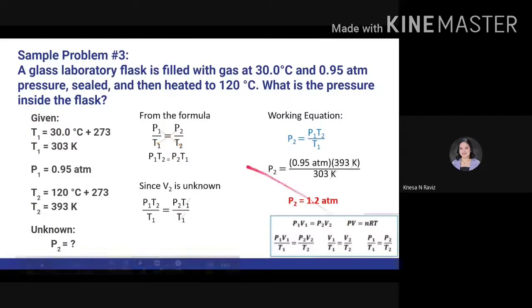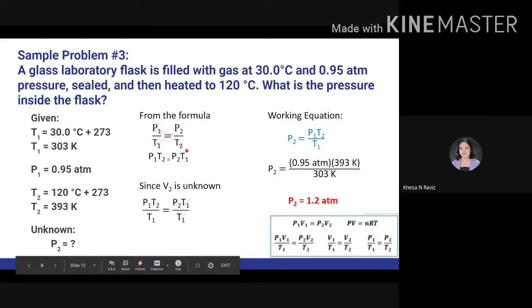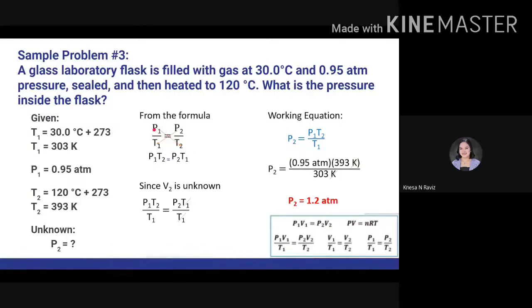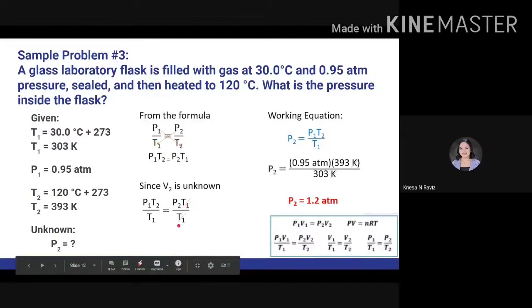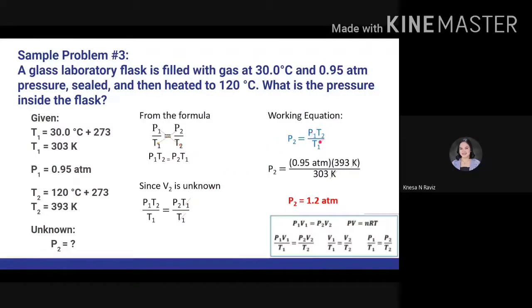So from the Gay-Lussac's law equation, we do cross multiplication. P sub 1 times T sub 2 becomes equal to P sub 2 times T sub 1. Since we are looking for P sub 2, we divide both sides of the equation by T sub 1. That way, we are not changing anything about the equation. So notice, on this side of the equation, T sub 1 cancels out. And so we are left with a working equation that is P sub 2 equals P sub 1 times T sub 2 divided by T sub 1. All these values are found in the given, so we could do direct substitution.